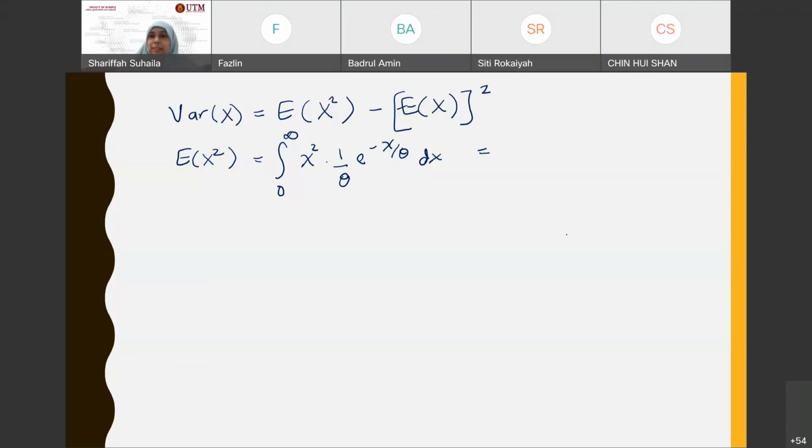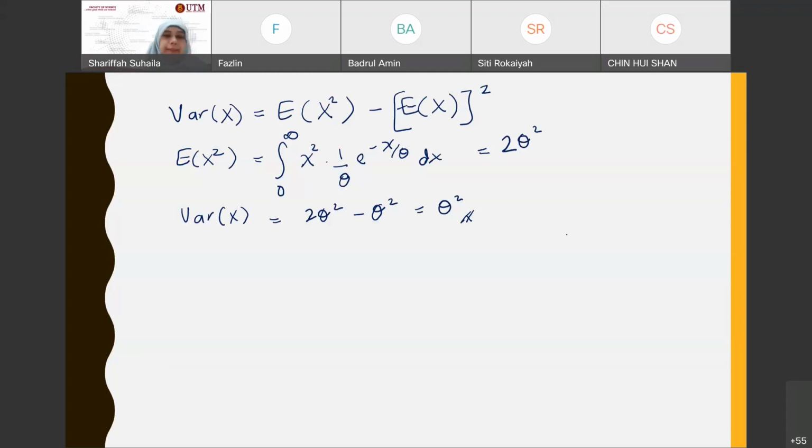Okay. So the basic thing, if you're not sure, go back to basics: how to integrate x square. So I'm showing the answer, 2 theta square. In this case, you need to find what your variance x is. EX square is 2 theta square, and EX we had earlier was theta, so theta square. So you get theta square. This is your variance x. Okay, variance x is equal to theta square.